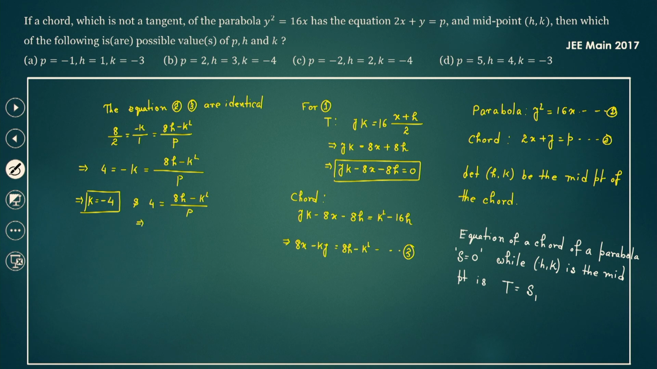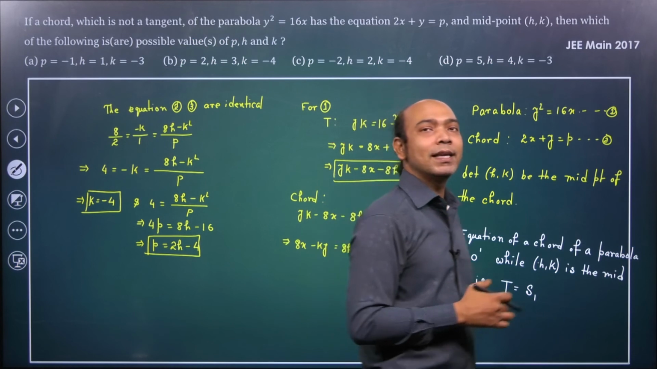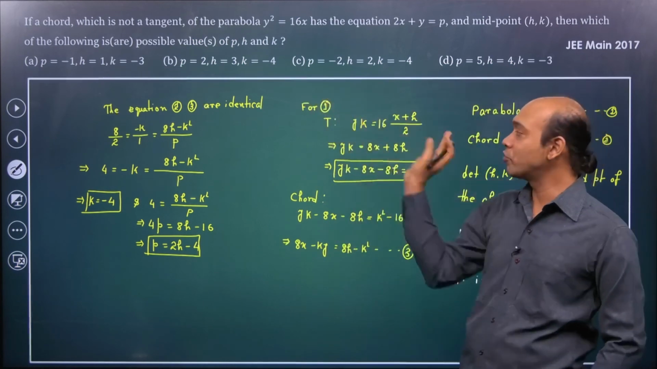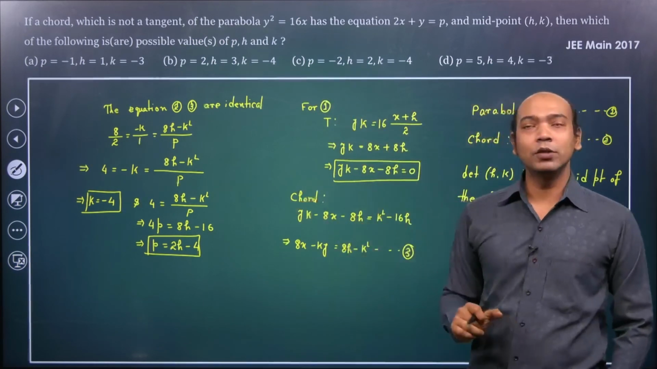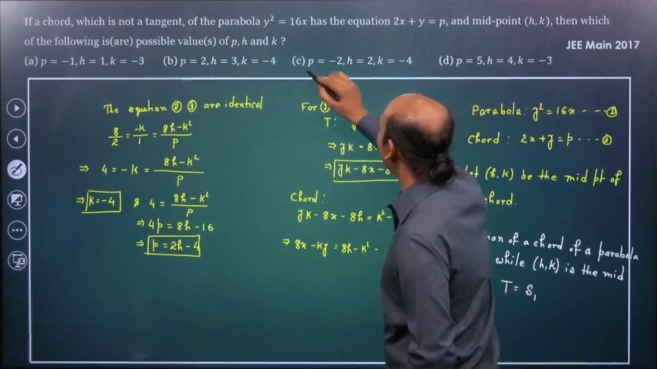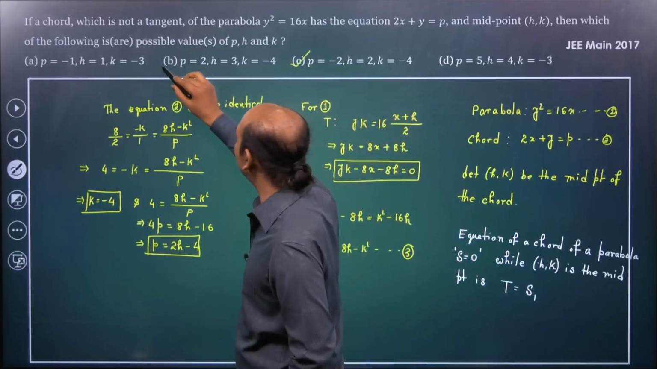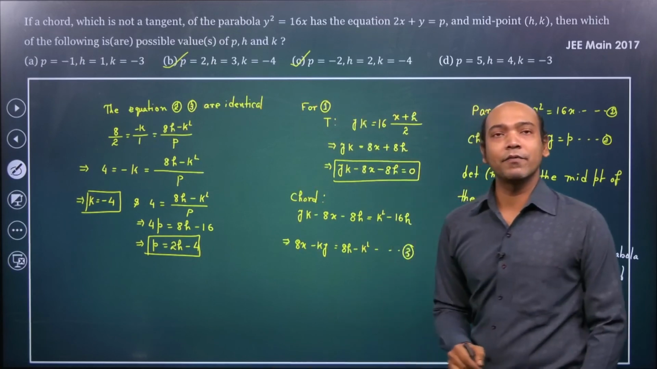That implies that 4p is equal to 8h minus k square, that means minus 16. So we can divide it by 4, and we can say that p is equal to 2h minus 4. That's it. So we have to choose the appropriate values from the given 4 options, so that k is equal to minus 4. So obviously option C and option B are the possible answers for this problem.